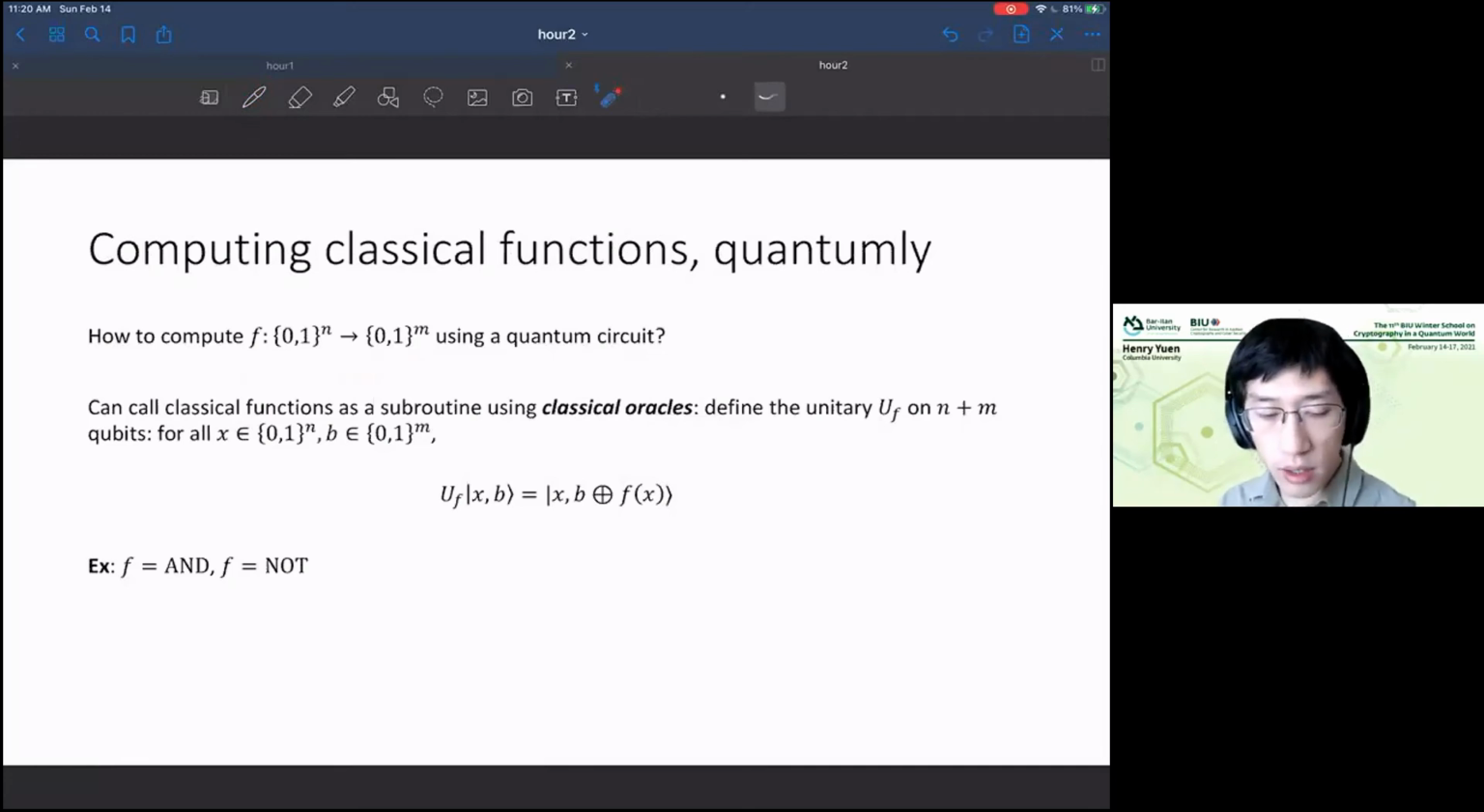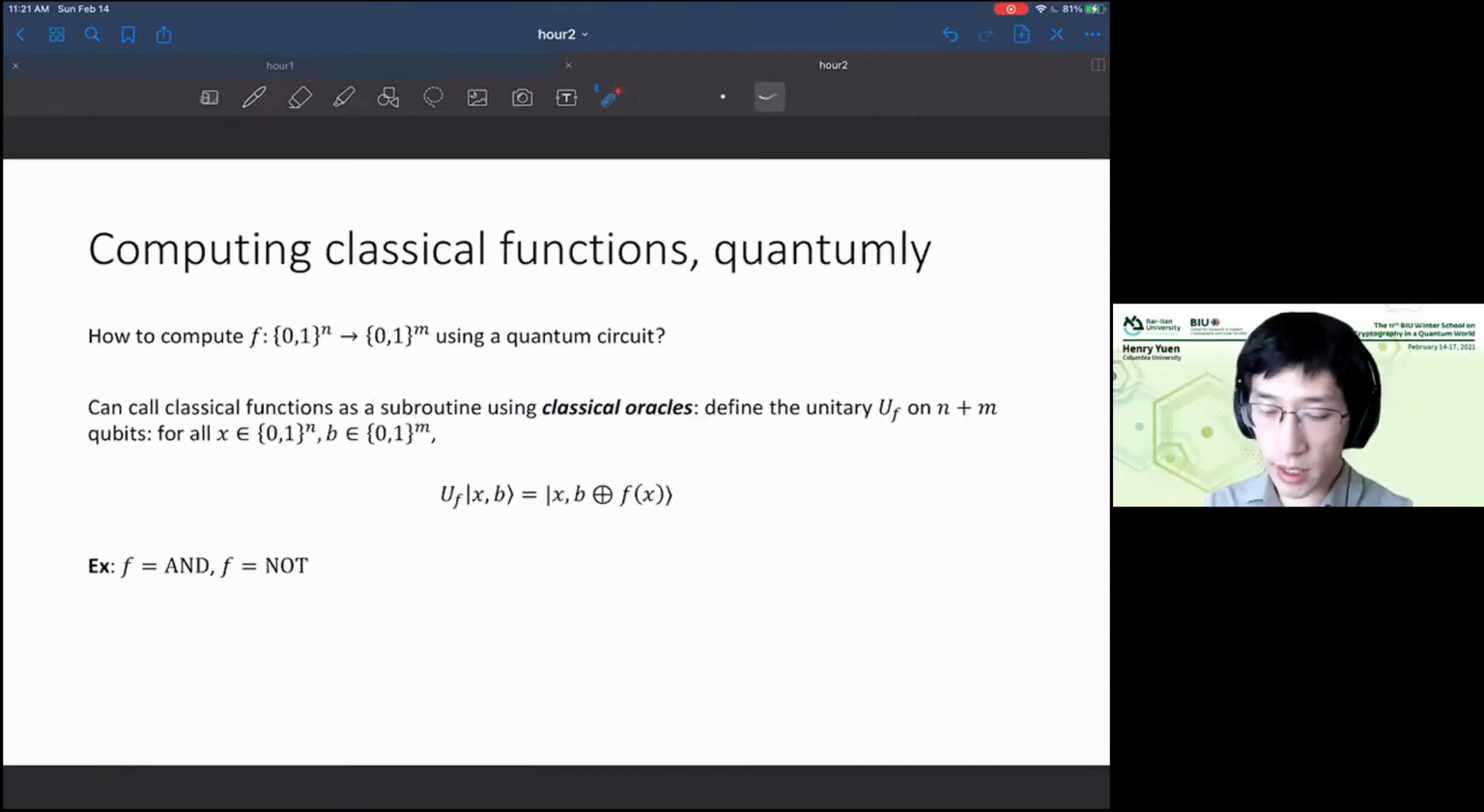Well, we can call these classical functions as subroutines using classical oracles, right? So the reason we need to talk about these oracles is because this function f, it doesn't necessarily correspond to a unitary. f might not even be one-to-one. But in quantum computations, everything has to be reversible, right? So we somehow have to encode things as unitaries.